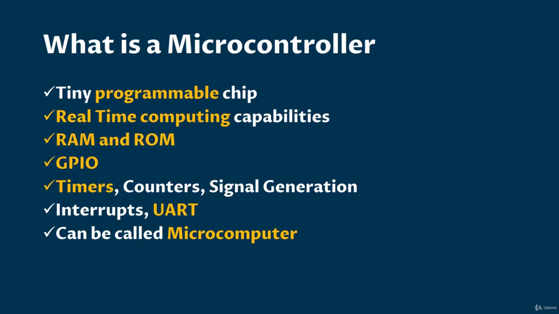A microcontroller is a tiny programmable chip with real-time computing capabilities. By real-time, I mean that the microcontroller follows the same real-time clock which we follow. It has built-in RAM, ROM, that means memory, and it has general purpose input and output. It has timer, counter, signal generation units. It has built-in interrupt sources and a universal asynchronous receiver transmitter, which you may not know, but I'll explain it later on.